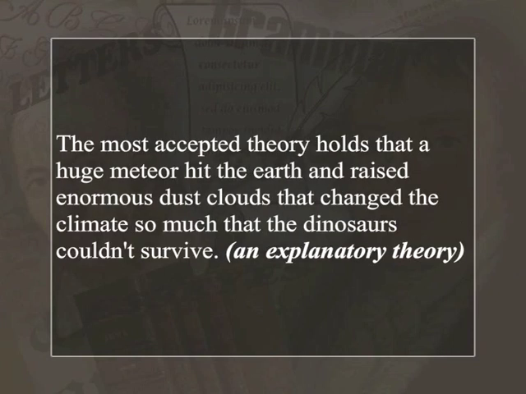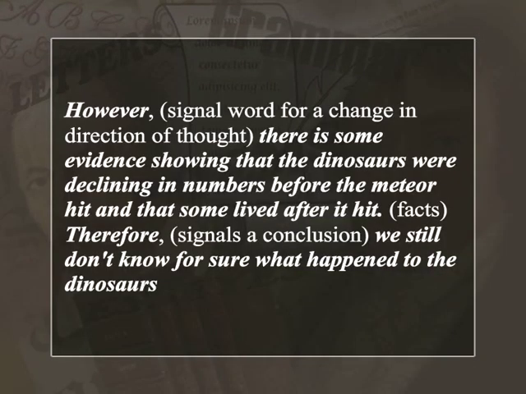The most accepted theory holds that a huge meteor hit the earth and raised enormous dust clouds that changed the climate so much that the dinosaurs couldn't survive. An explanatory theory. However, a signal word for a change in direction of thought. There is some evidence showing that dinosaurs were declining in numbers before the meteor hit and that some lived after it hit. Facts. Therefore, which signals a conclusion. We still don't know for sure what happened to the dinosaurs.